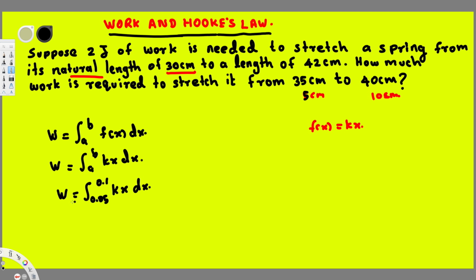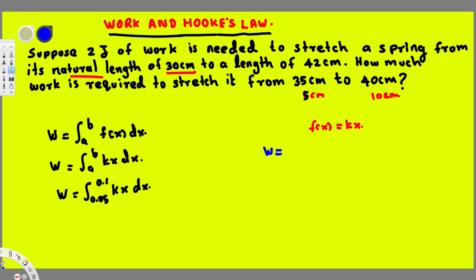But here, in order to find this work, we have to have k, the spring constant, but it's not provided in the question, right? That's why we have to use the previous information to calculate k. Previously they have mentioned, suppose 2 joules of work is needed to stretch a spring from natural length of 30 centimeter to length of 42 centimeter. So they have given the work already, and also we have the distance. So we can use this information to find k. Now let's go ahead and find k.